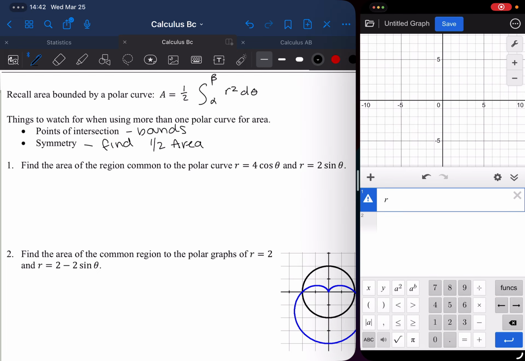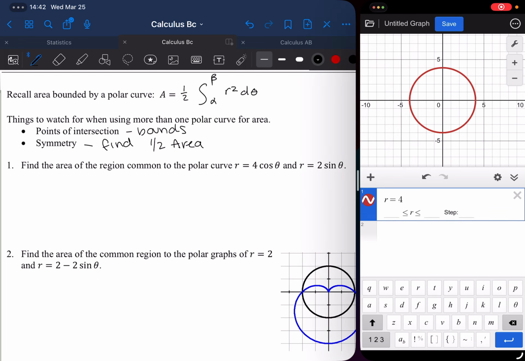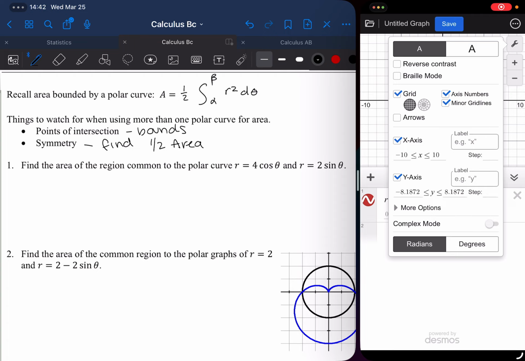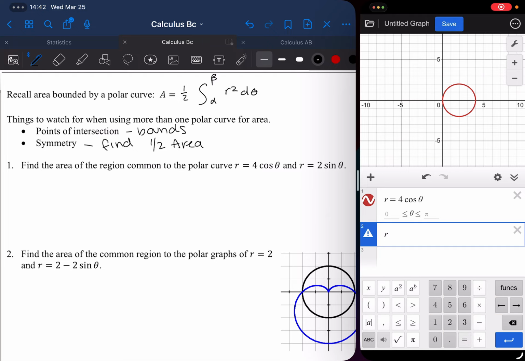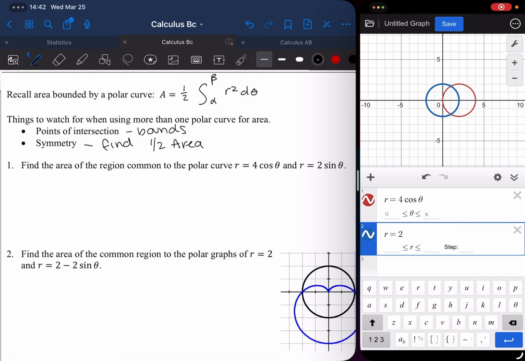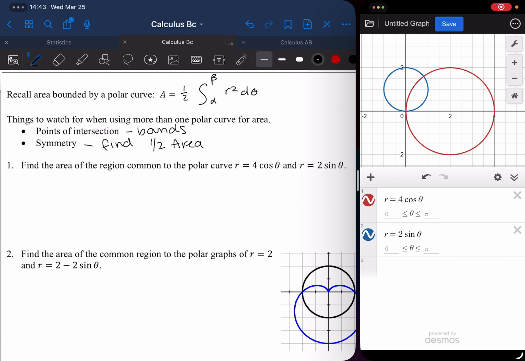So r is equal to 4 cosine theta, and then also just double check that it's in radians. And then r is equal to 2 sine theta. And then what we have here is our image of the two polar curves. So I'm going to go ahead and draw that on the notes. Rough sketch, doesn't need to be perfect, as long as we are seeing the intersection.